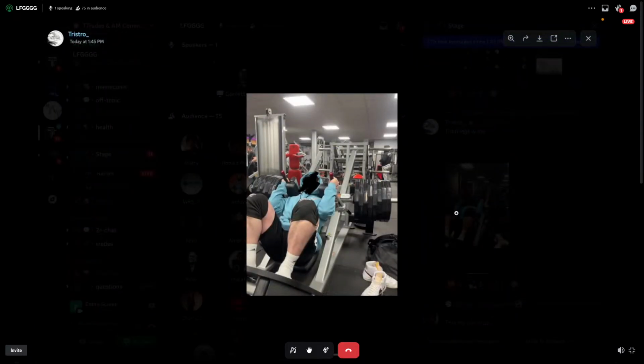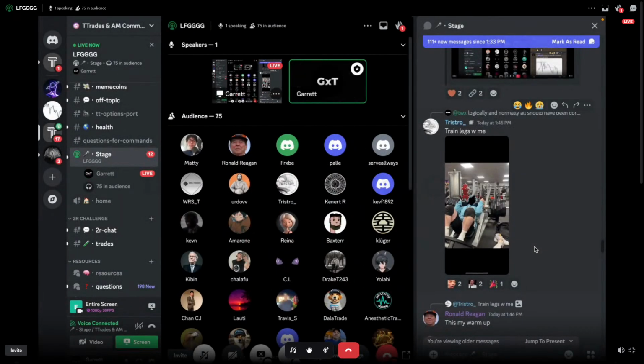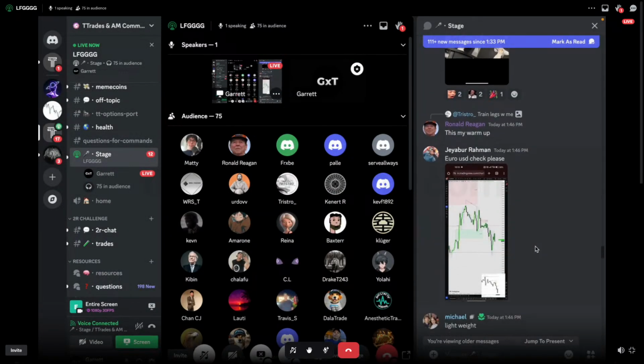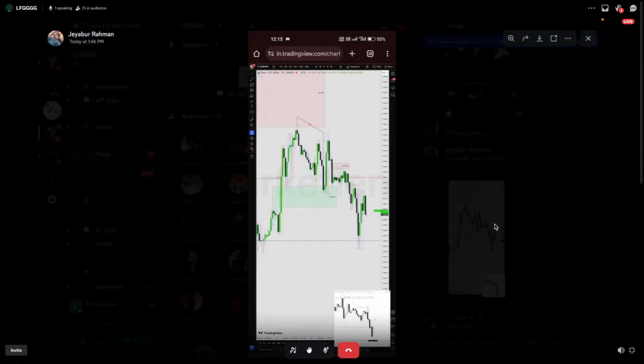What the fuck is that mask? What the fuck? This is my warm up. I saw this on your USD.